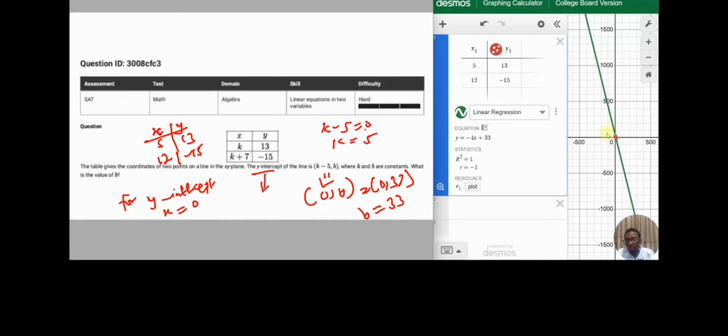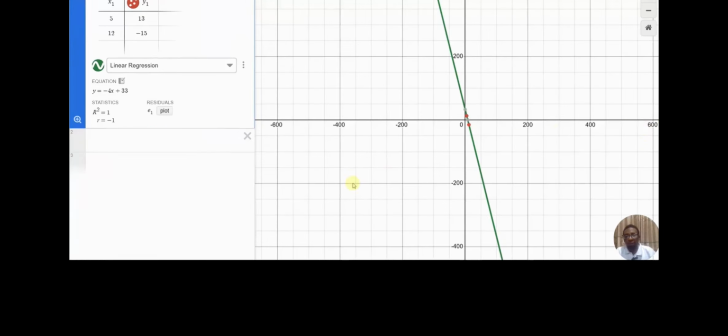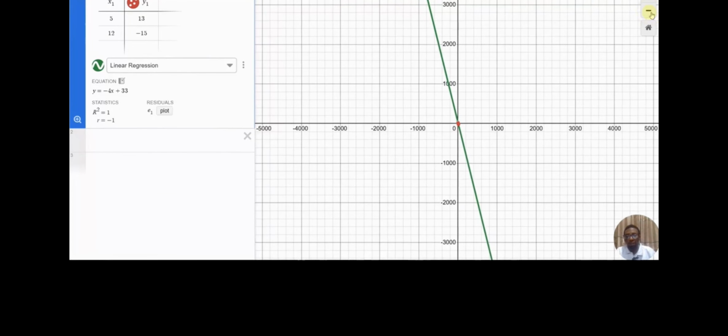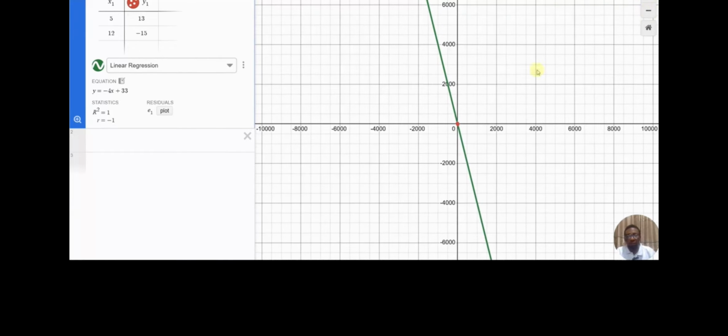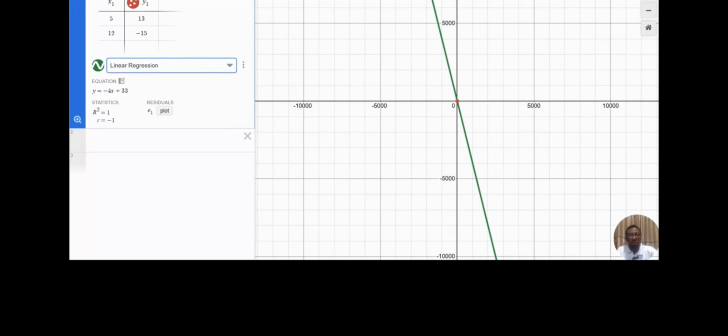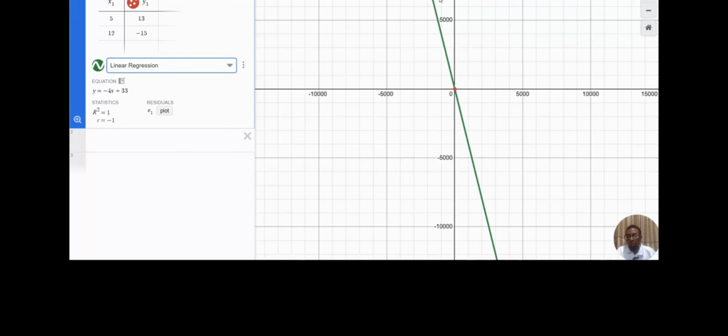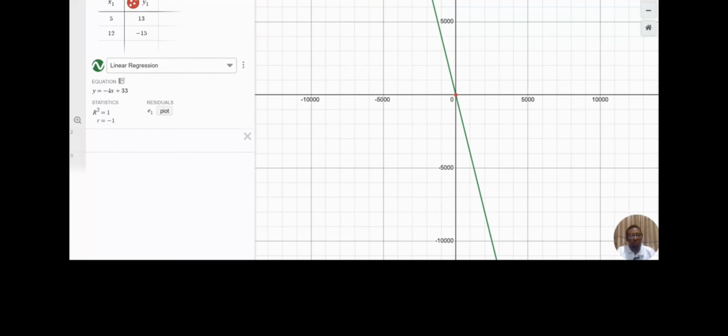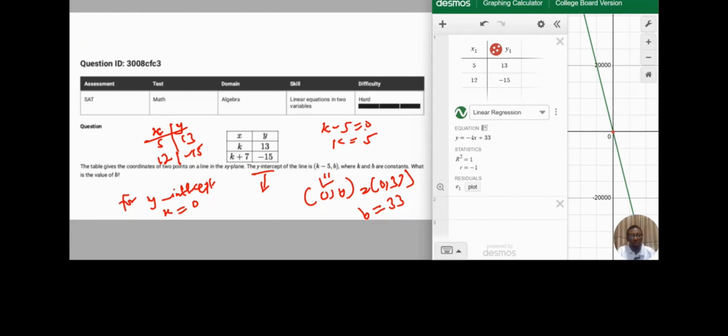If you look at the graph here, I can zoom it out for you so that you can see clearly what is going on there. So this is our answer. That's okay. So let's move on. All right, let's go to the next question.